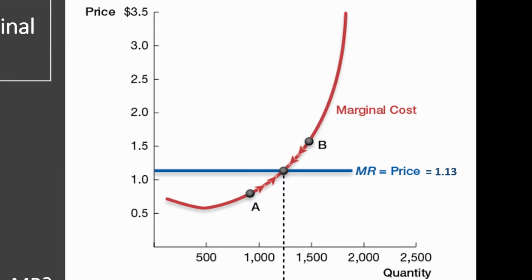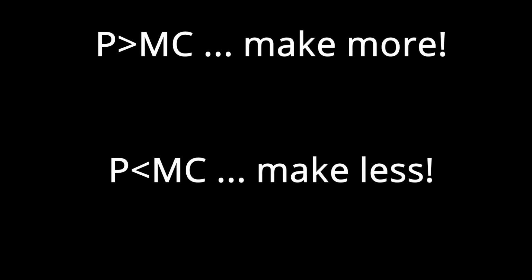If the price is below the marginal cost, then you should produce less because it's costing you more than you're taking in terms of revenue. And in that way, we can say that the firm will produce at the point where the marginal cost equals the marginal revenue. The marginal revenue in this case being the price of the good determined in the market.